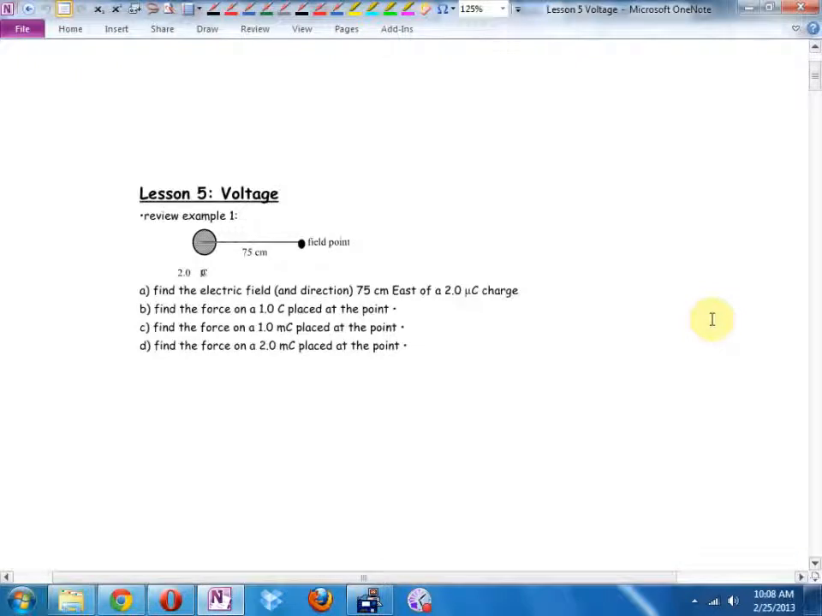Oh, and again, we're in our wonderful graphics world where that there is supposed to be microcoulombs. I will fix it eventually. It's on my list of things to do, but I'm not looking forward to it.